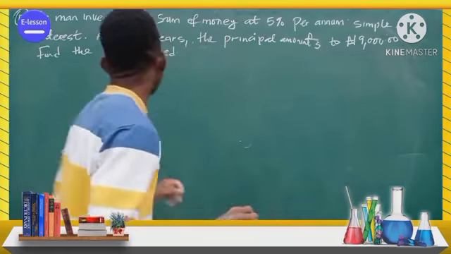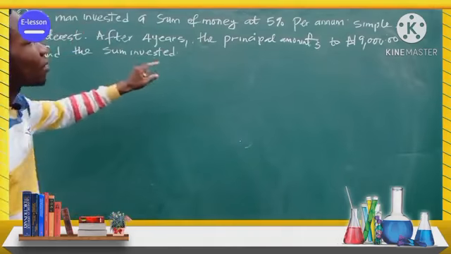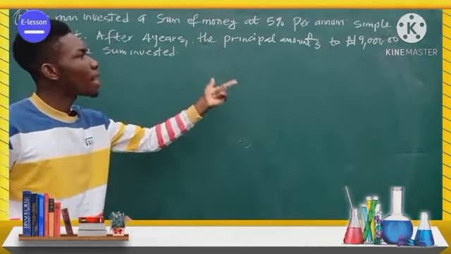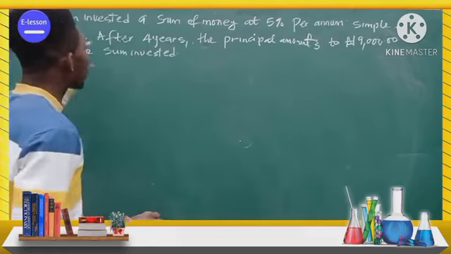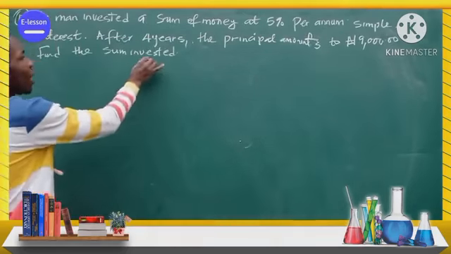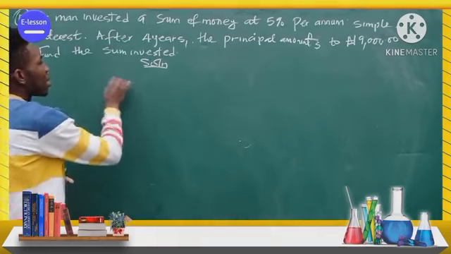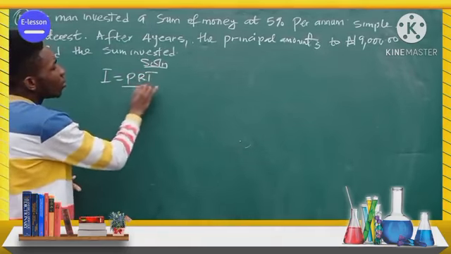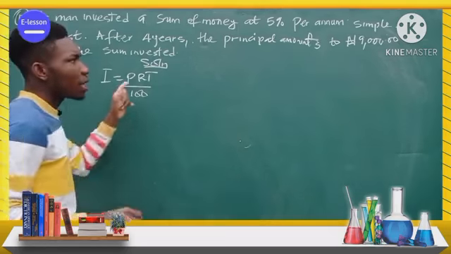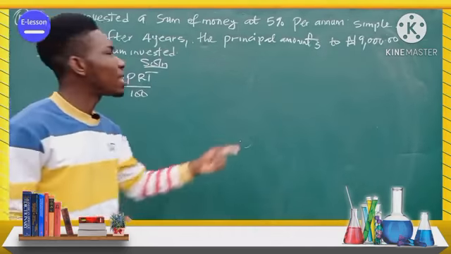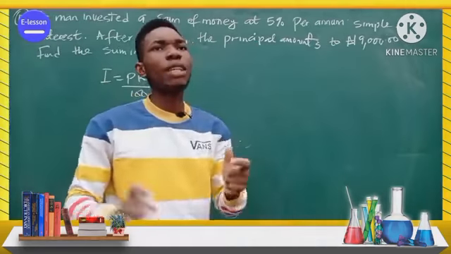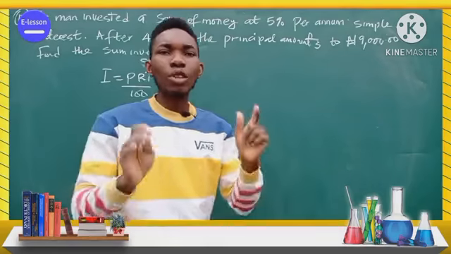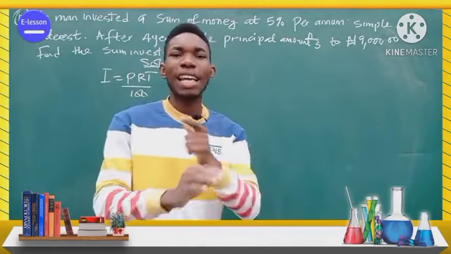Now, the question says, a man invested a sum of money at 5% per annum simple interest. After 4 years, the principal amounts to 9,000 naira. Find the sum invested. Now, the formula for simple interest is I equals PRT over 100. The principal was not given to you, but the total amount after all the interest has been added was given to you as 9,000. So we need to find the principal and the interest.